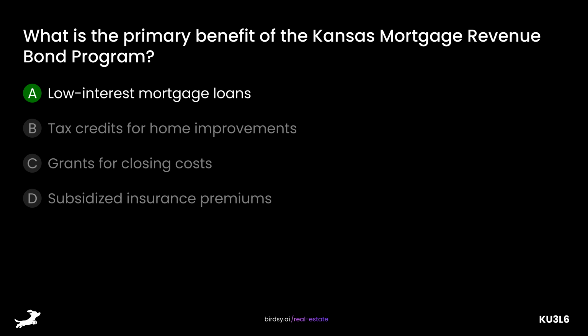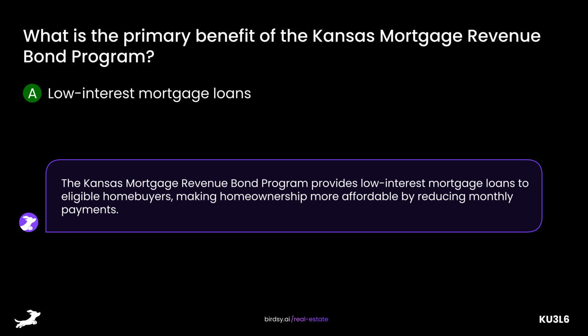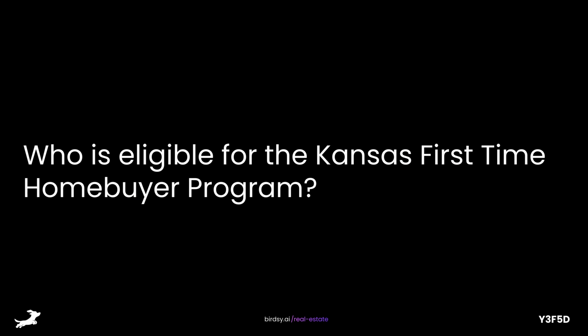The answer is A, low-interest mortgage loans. The Kansas Mortgage Revenue Bond Program provides low-interest mortgage loans to eligible homebuyers, making homeownership more affordable by reducing monthly payments. Who is eligible for the Kansas First-Time Homebuyer Program?